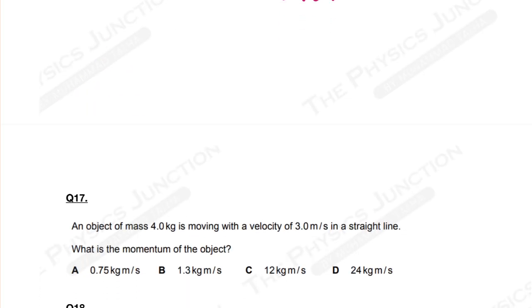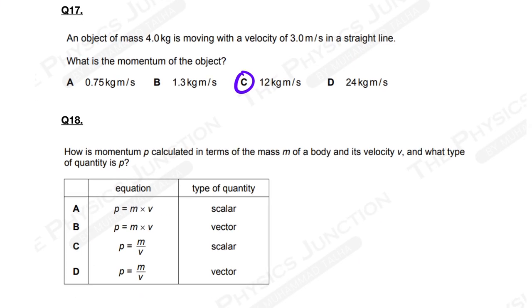Question number 17. Object of mass 4 kg is moving with a velocity of 3 meters per second. What is the momentum? Very straightforward, just multiplying the two by using P equals mv. 18. How is momentum calculated in terms of the mass and velocity, and what type of a quantity is P? It's P equals mv, and it's a vector quantity. Again, very straightforward.